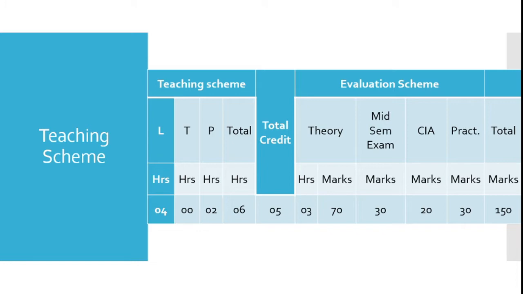Next, about the teaching scheme, we have 4 lectures in a week with one lab session, which will provide the practical enhancement idea about the image processing process. The subject carries a total of 5 credits. In the evaluation scheme, theory is a 70 marks paper, the mid-sem exam contains 30 marks, and CIA and practical exam contain 20 and 30 marks. The total evaluation scheme for this subject is 150 marks.